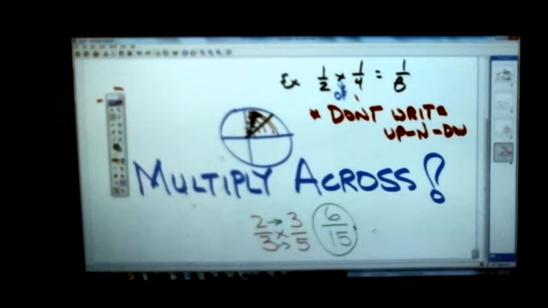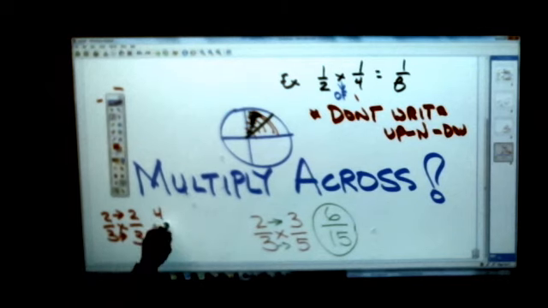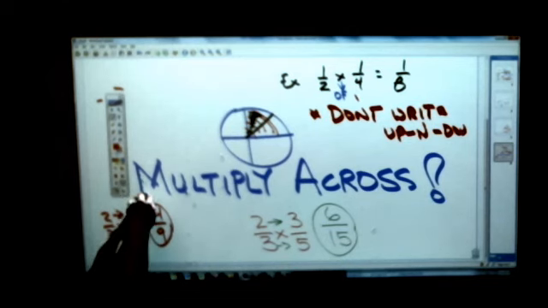Let me throw a couple more down there. 2/3 times 2/3. So you just multiply the 2 times the 2, and you get 4. 2 times 3 is 9. Just simply multiply.